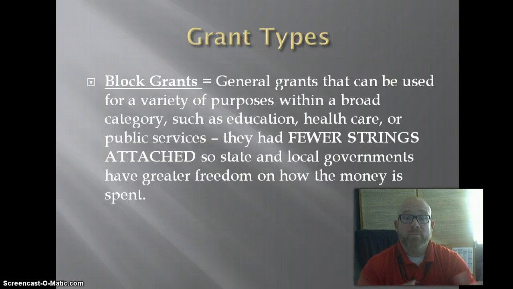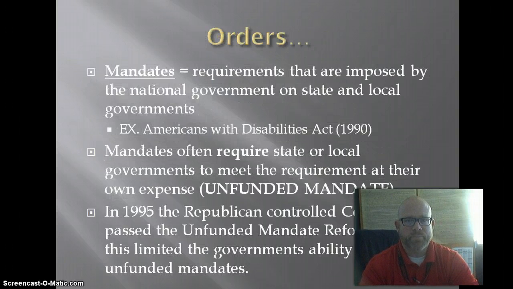The other kind of grant, other than a categorical grant, is called a block grant. These are general grants that can be used for a variety of purposes. They're very broad, and these are very popular when we're talking about devolution or we're talking about new federalism. They have fewer strings attached, which means there's less hoops, and states are given a lot more control and power over how that money is used.